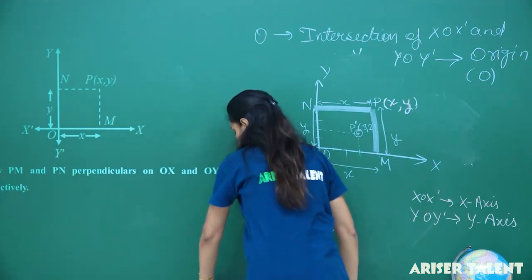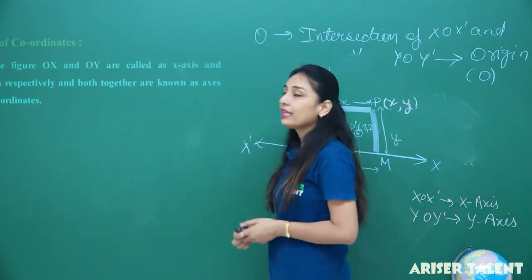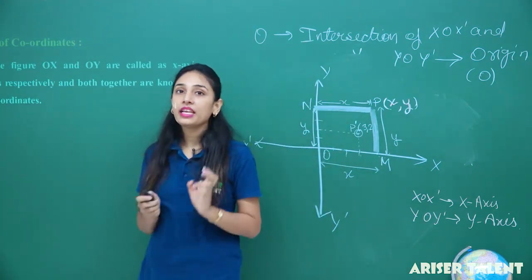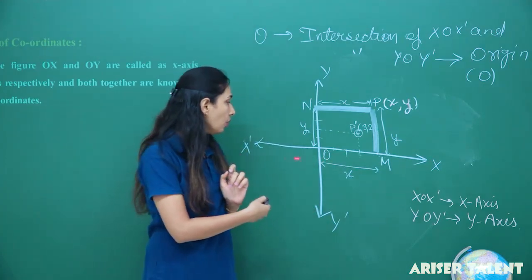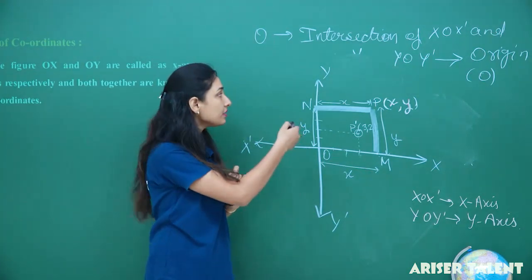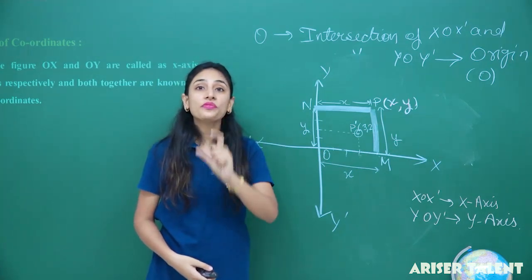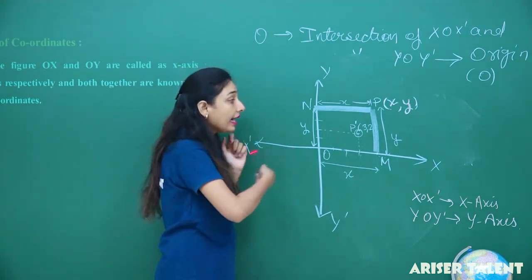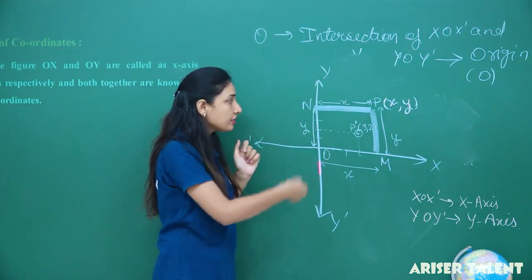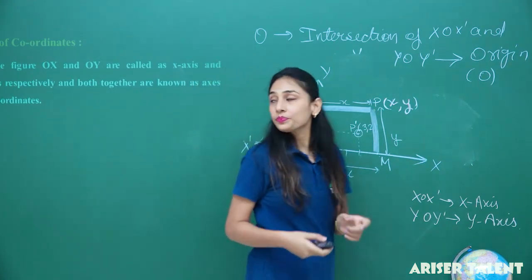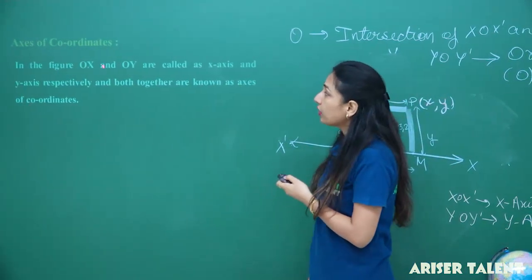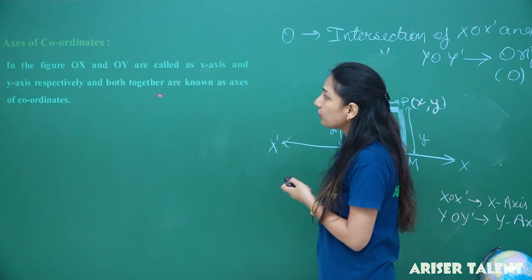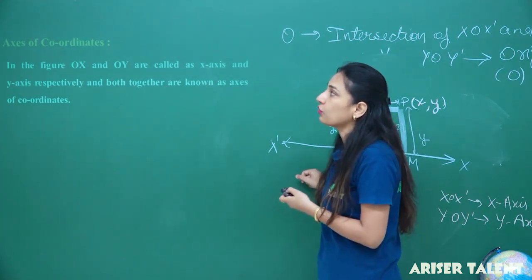So now we should move forward. Axis of coordinates. I have told you about the axis of coordinates, we can just recall it. This x dash is the X axis, and this y dash is the Y axis. So in the figure, OX and OY are called the X axis and Y axis respectively, and both together are known as the axes of coordinates.